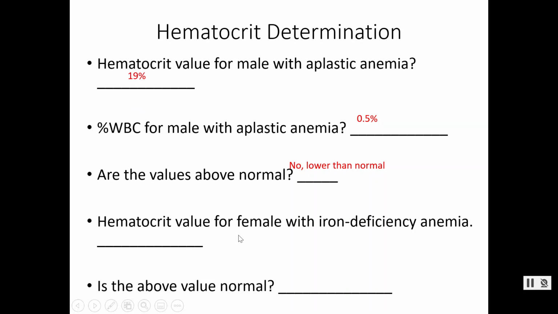And then we have our hematocrit value for our iron deficiency anemia suffering female. That value from our chart is 32%. Is this value normal? No, it is also lower than normal, so we have fewer functional red blood cells due to the lack of iron in the body. If you remember, iron is a component of hemoglobin molecules, so if we don't have enough iron, we can't make enough hemoglobin, so our red blood cells don't function quite normally.